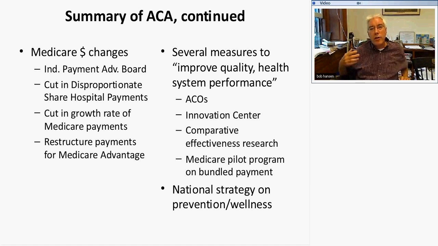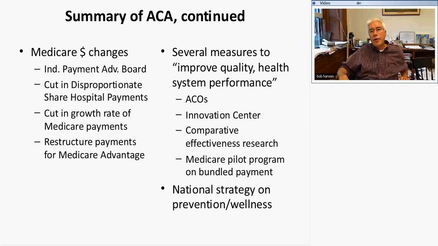Medicare dollar changes, so some cuts to Medicare. The main one that I'd focus on here is the cut in disproportionate share hospital payments. This is a $155 billion cut over 10 years. The assumption is that hospitals are going to be treating fewer uninsured patients. They're going to get much less money than they've been getting from the federal government to essentially pay for those uninsured patients. That's a big ticket, and it's got ramifications, as we'll talk about going on.